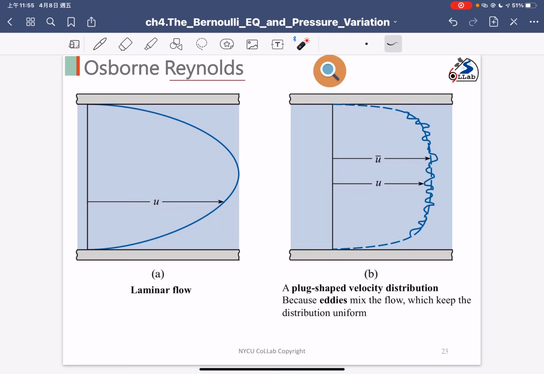So the shape here for the turbulent flow looks like the uniform flow profile. But here on the left-hand side it is not uniform, and there are some oscillations. You can see there are some oscillations, and we call the oscillation the disturbed velocity along the velocity profile. Okay, and usually we call that eddies.